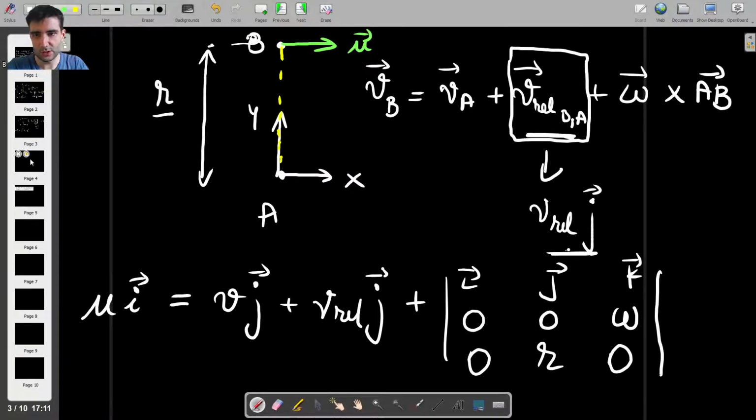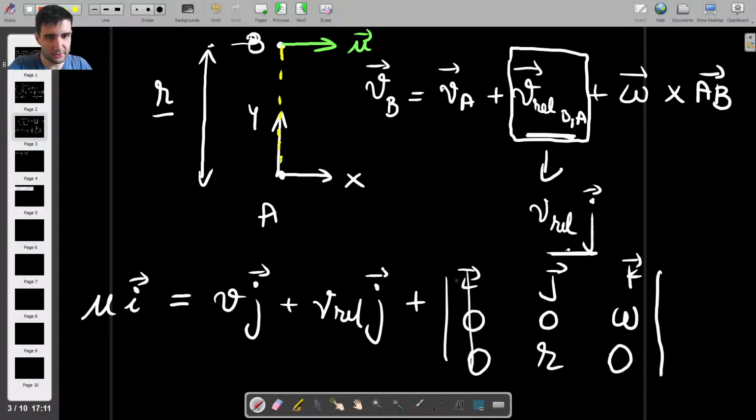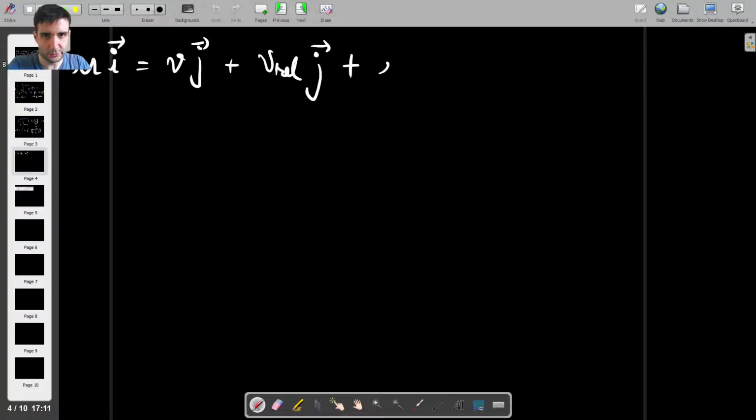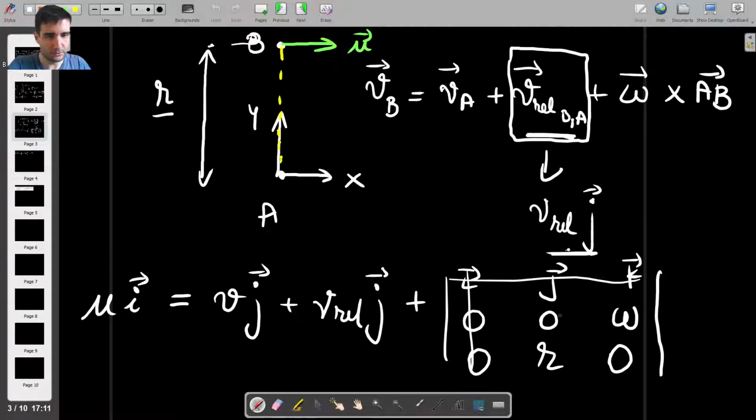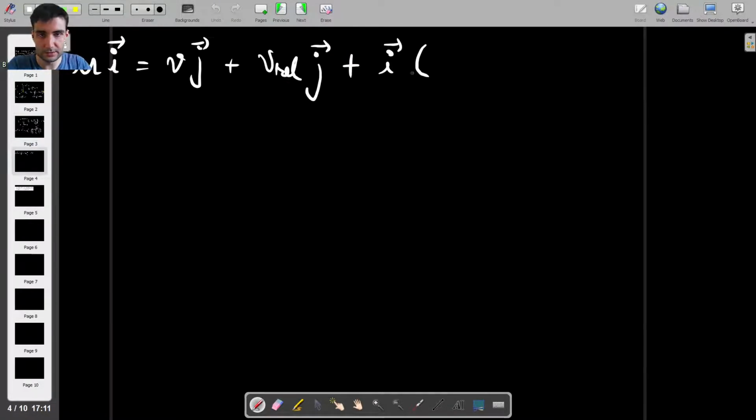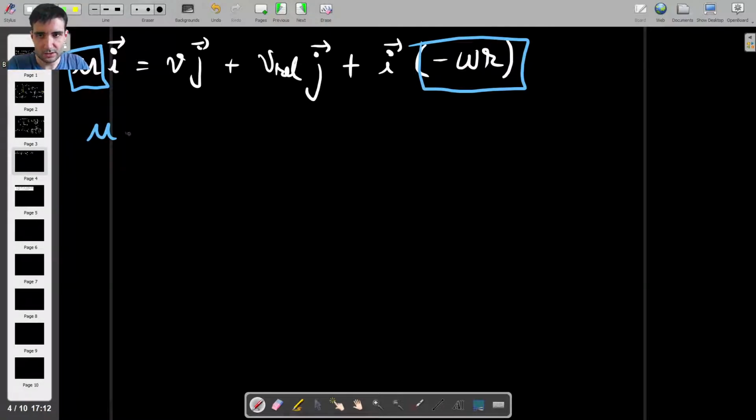So we can solve this quite easily. We have u times i equals v times j, and then we have our relative velocity times j again. And then the determinant will just have this i component, that is going to be i times, and if we do the multiplication, that will give us minus omega r. Okay, now we can equate the i terms. So we've got that this u has to be equal to this, which means that u is minus omega r, which means that omega is minus u over r.